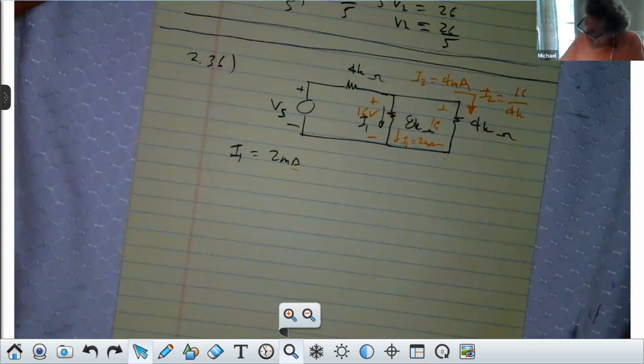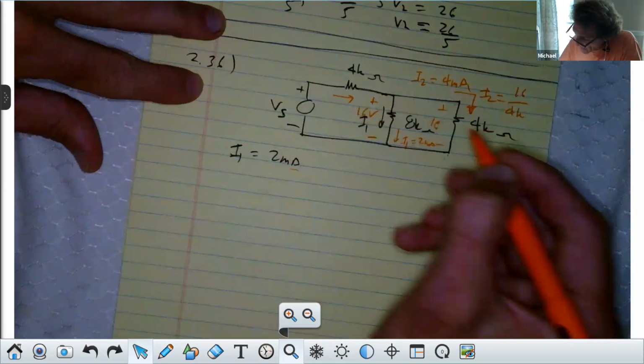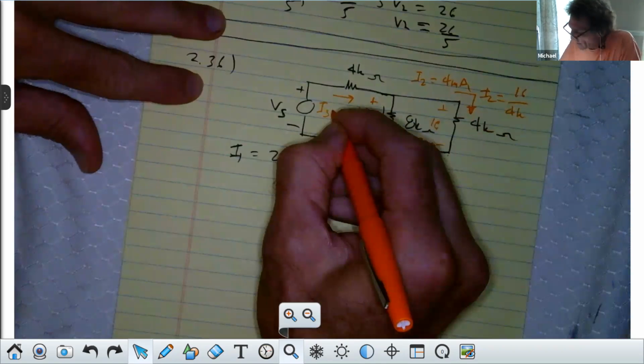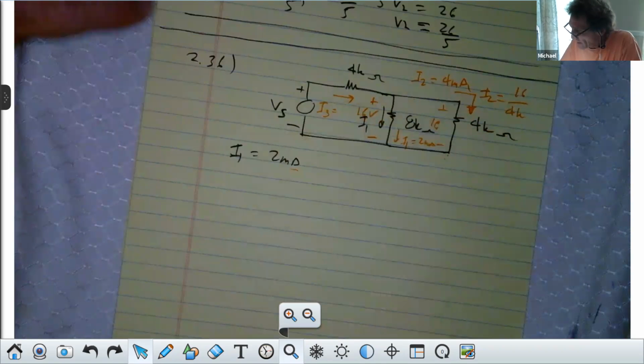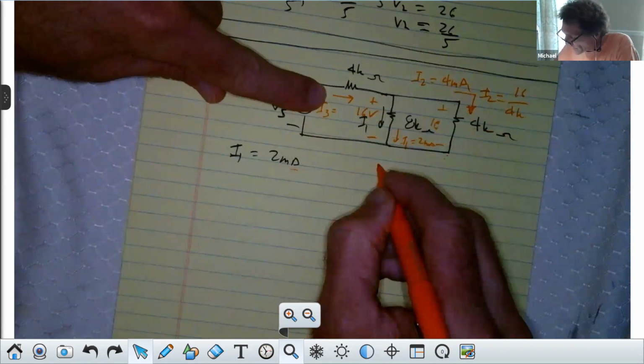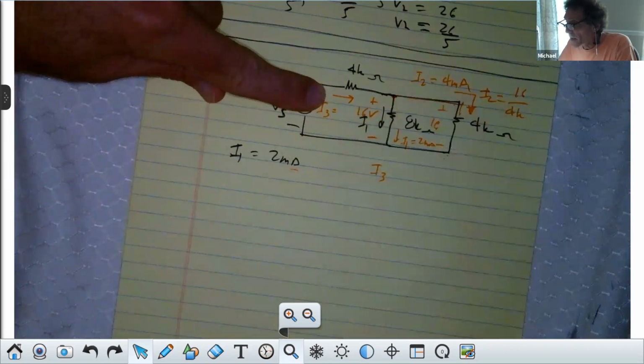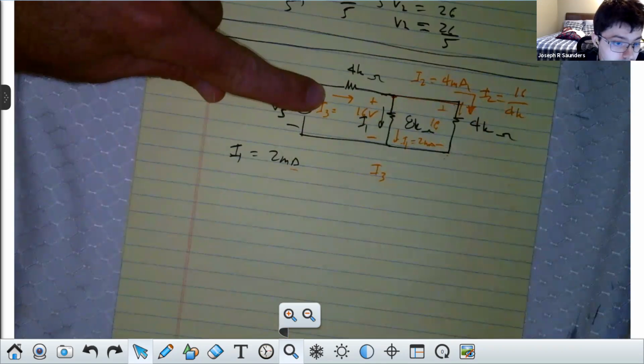Now, therefore, how much current is flowing through that 4K? I'll call it I3 for lack of a better term. Anybody? Well, what flows in flows out, right? I3 is flowing into this node right here, isn't it, class? Y'all with me? Right? Yeah. All right. The I3 is flowing in.